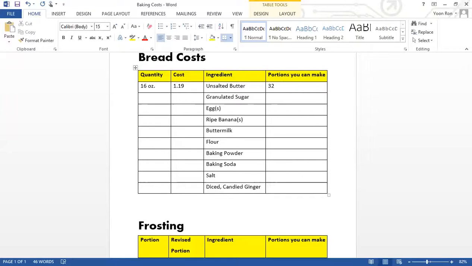The portions you make are going to be a big part of it. The quantity and the cost are what I'm really going to be looking for. And if you want to take that extra step to advance, you're going to want to see how many portions you can make in total. All right, and that's pretty much it.